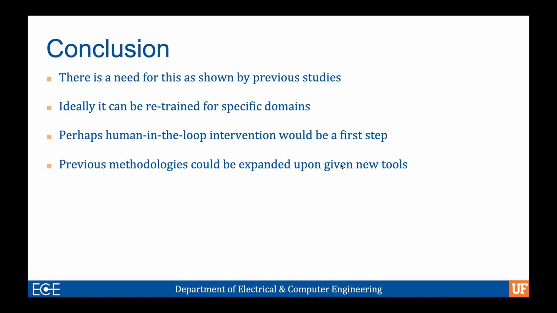So mine is electrical components, someone else's was materials, someone else's was maintenance records, and perhaps human in the loop intervention would be a first step. People who are domain subject matter experts might be able to help train these models and help label the data and improve them iteratively. Previous methodologies could be expanded given new tools.